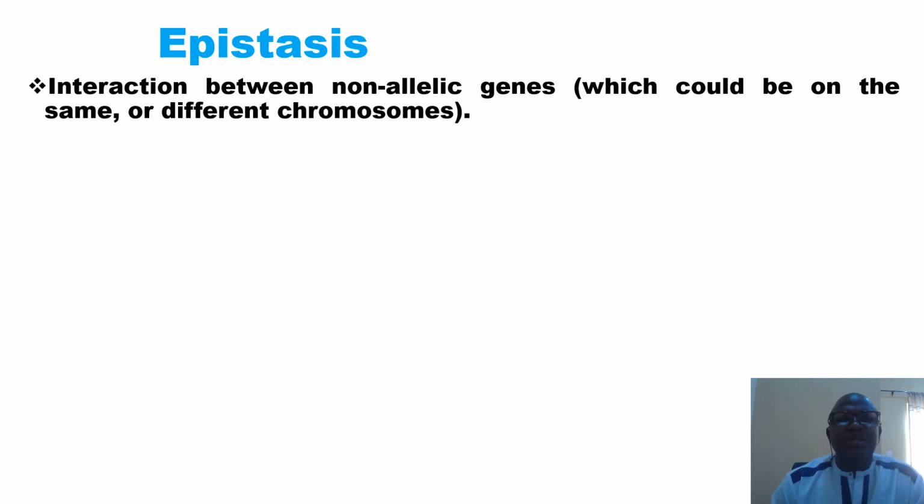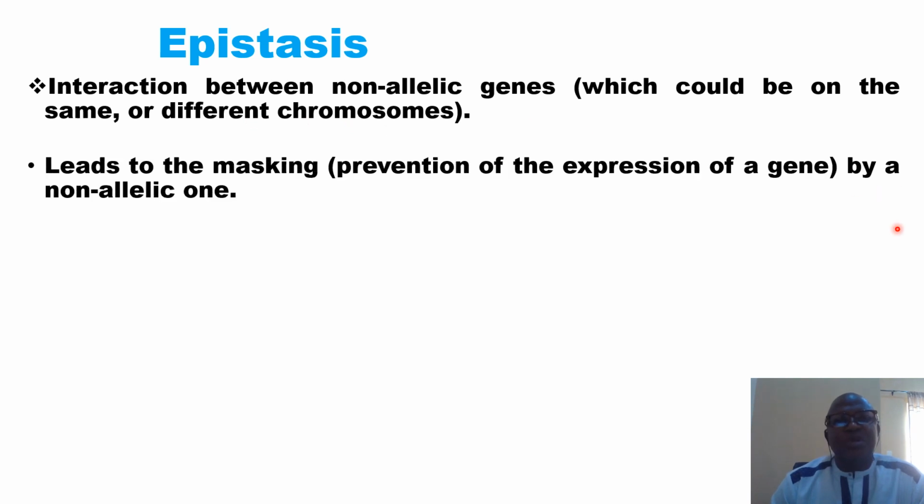Epistasis. This is also one of the reasons for departures from classical Mendelian ratio. Basically, epistasis is an interaction between non-allelic genes. Non-allelic genes are genes that are usually represented by different alphabets, and they could be found on the same or on different chromosomes. A non-allelic epistasis will lead to the masking of one non-allelic gene by another. One of the genes will prevent the expression of the other.